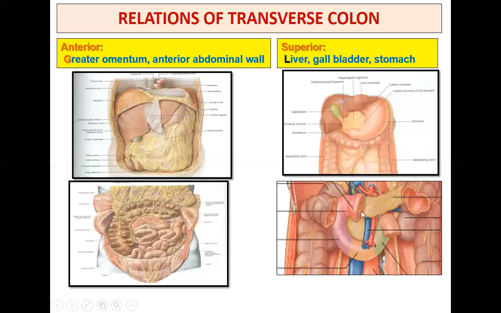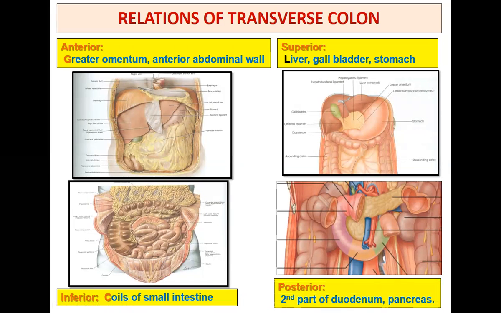Here the transverse colon has been cut so that you can appreciate the posterior relations. Posteriorly, we have the second part of the duodenum, as well as the pancreas. If not cut, the transverse colon would be in front of this. It has been cut so that you can appreciate the important posterior relations: the second part of the duodenum and the pancreas. Then inferiorly, it is filled with the coils of the small intestine. As you can see here, below this is full of small intestine.